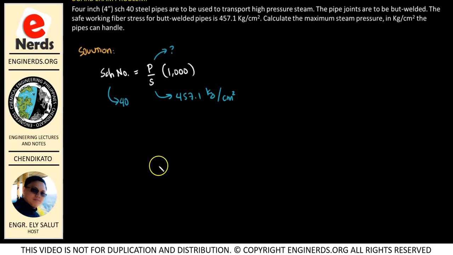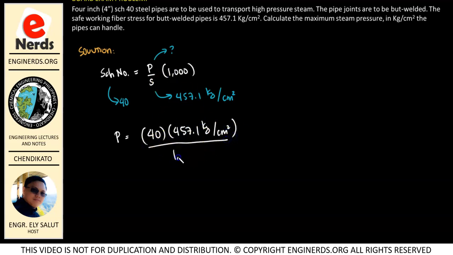Okay? So, that means, ang kailangan nating makuha is yung P, which is, we have our P times our schedule number, which is 40. Okay? So, katulad nung nabanggit natin kanina, our schedule number is a dimensionless number, no? So, we have P equals 40 times our stress, which is 457.1 kilogram per square centimeter, and we will be dividing this by 1,000. Okay, so now we can calculate for the value of P.